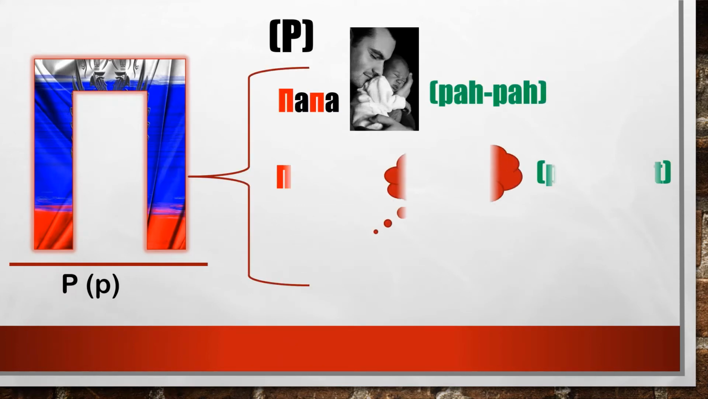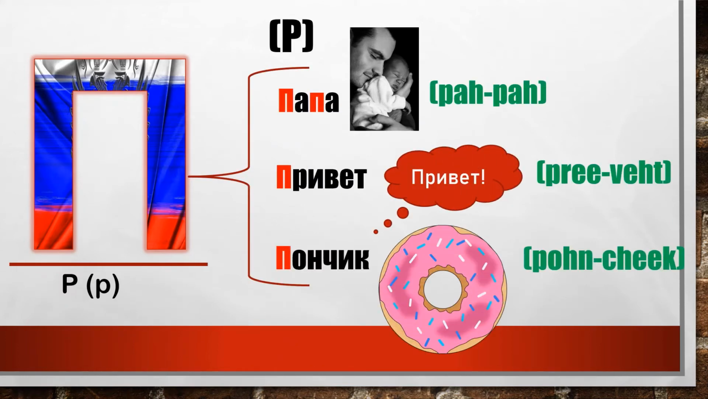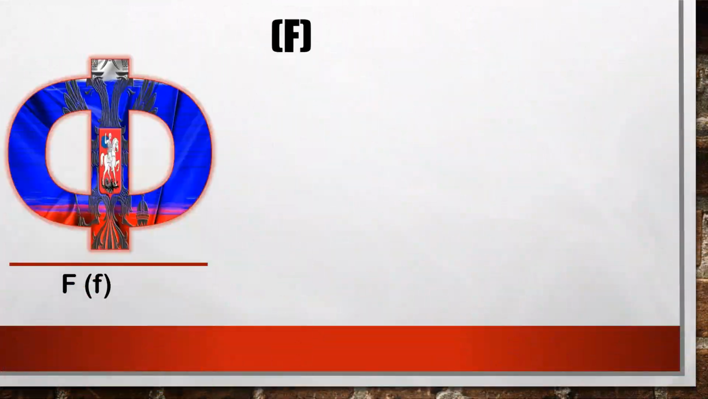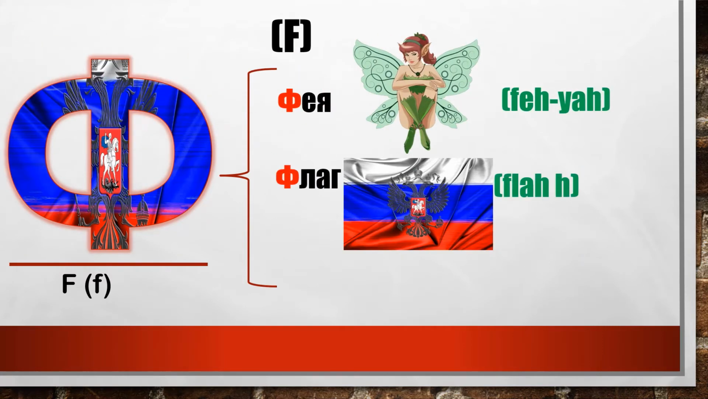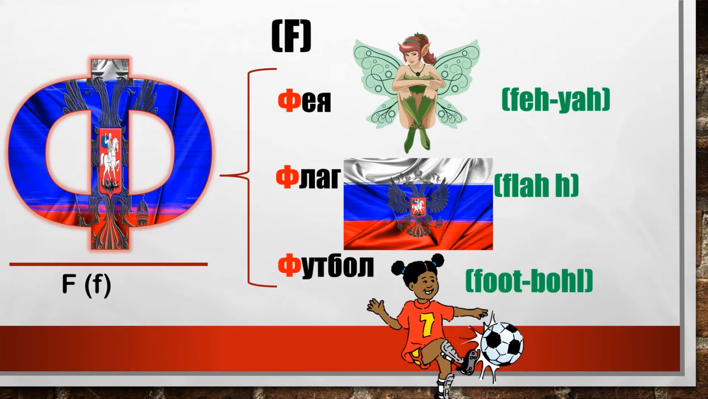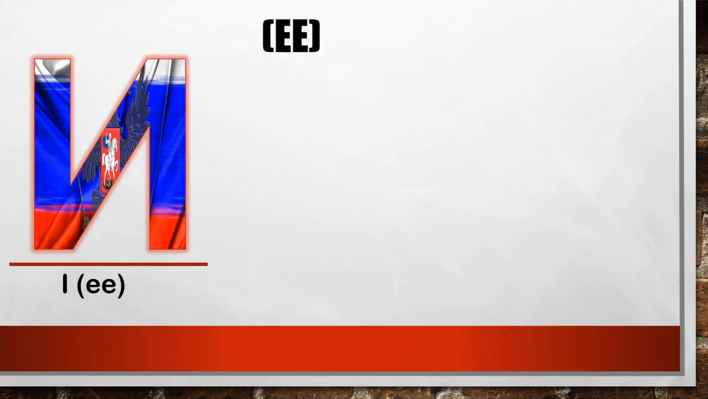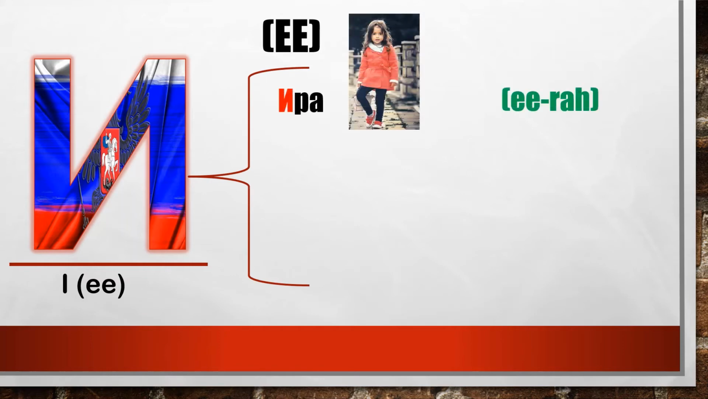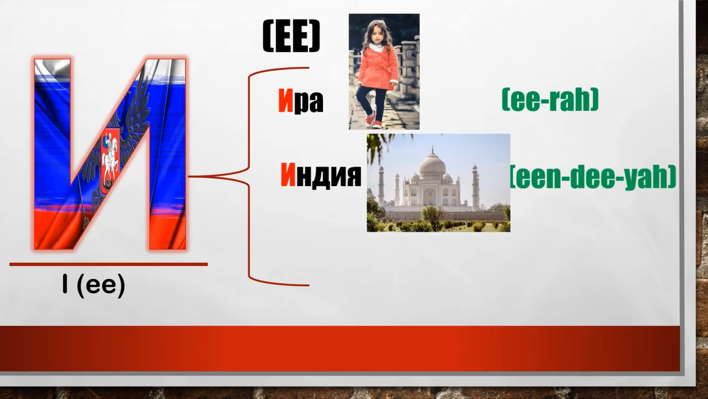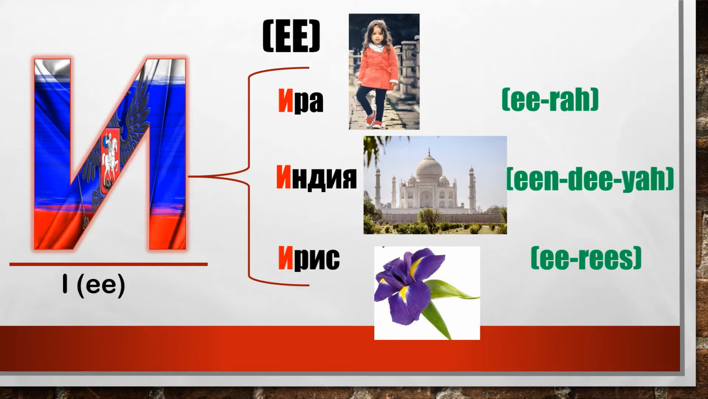Папа, привет, мальчик. F, this funny letter is always pronounced as an F sound: фея, флаг, футбол. I, like in the name Ира, Индия, рис.